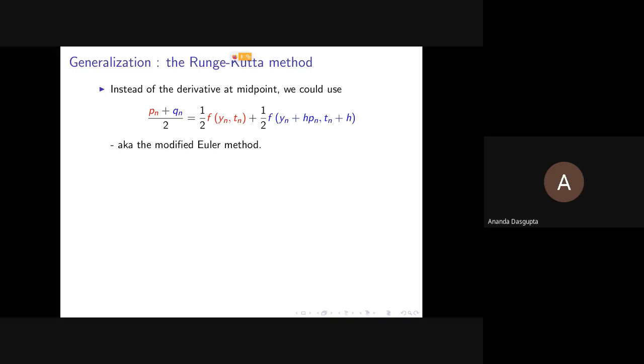And if you use this slope, that is, if you multiply this slope by h and add to yn to get yn plus 1, that gives you the modified Euler method. Okay.